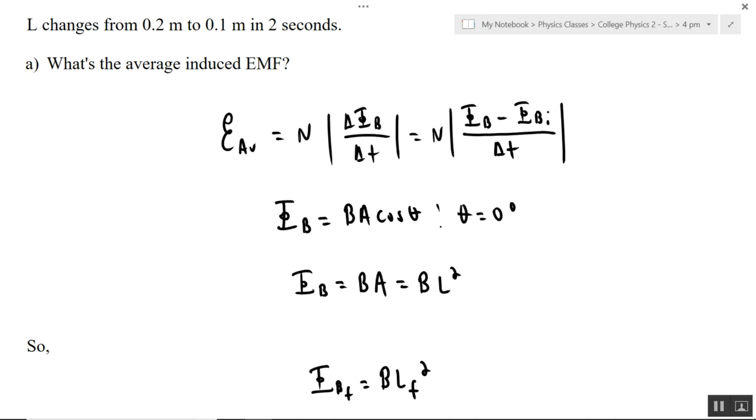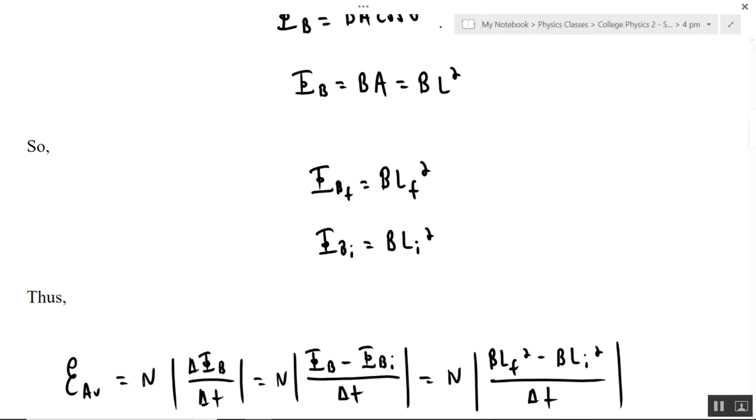So in general, the magnetic flux is the field times the length squared, because the area of a square is the length squared. This is a general equation for the magnetic flux. But what's going on here is the length is changing. Because the length is changing, that changes the flux. So the final flux is B Lf squared. The initial flux is B Li squared. That's B times the final area, and B times the initial area.